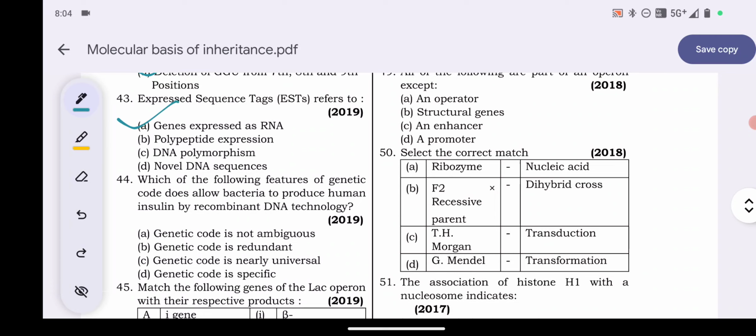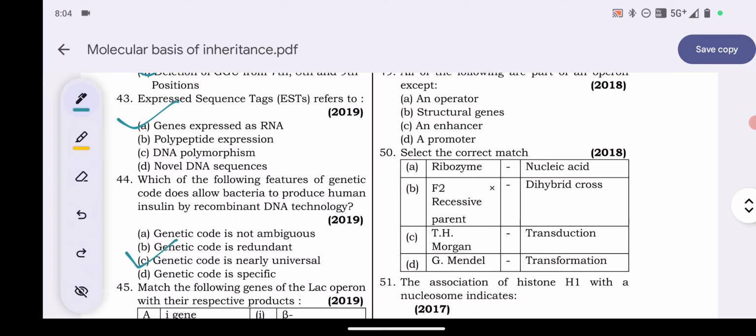44. Which of the following features of the genetic code allows bacteria to produce human insulin by recombinant DNA technology? Option A: genetic code is not ambiguous. B: genetic code is redundant. C: genetic code is nearly universal. And D: genetic code is specific. So here the answer will be option C, genetic code is nearly universal.